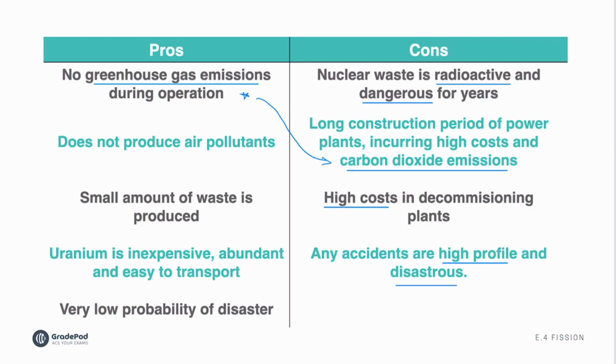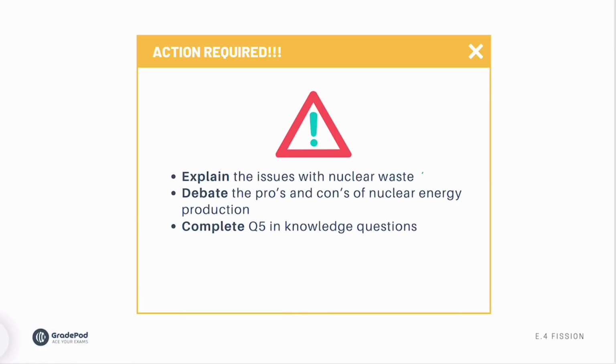Head to your revision note template, go to the other notes section, and explain the issues with nuclear waste, debate the pros and cons of nuclear energy, and then complete question 5 in knowledge questions. We're finished step 1 of E5 fission. It's time to move on to step 2. See you there.